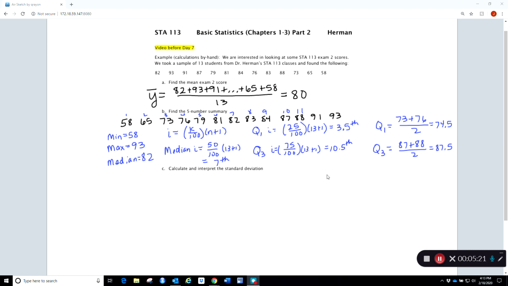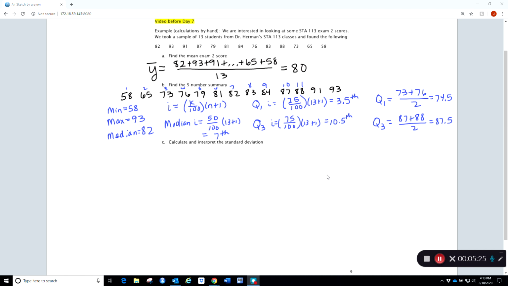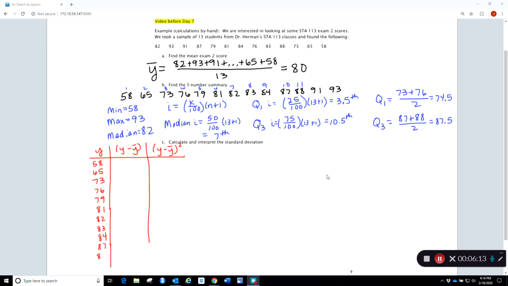Next, we're being asked to calculate and then also interpret the standard deviation. As you've seen in class, I always make this little chart to help me calculate things. So I'm going to have my value of y, y minus y bar, and y minus y bar squared. The first thing I do is just list each of my numbers. Here I'm just listing the sorted ones, though it does not matter the order I list these in. So there's my 13 values.